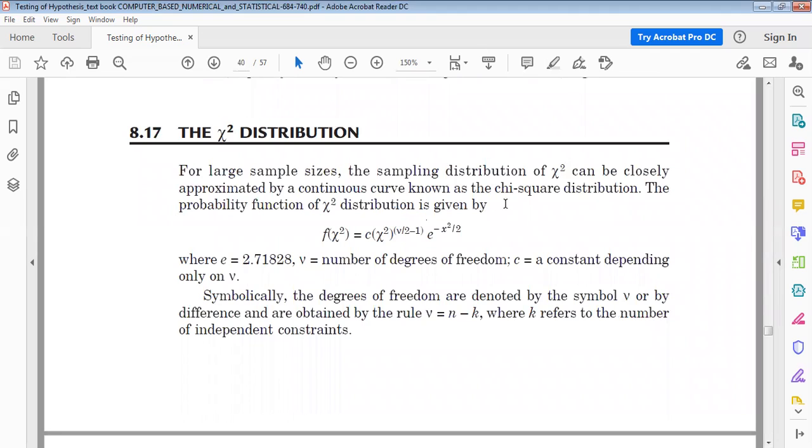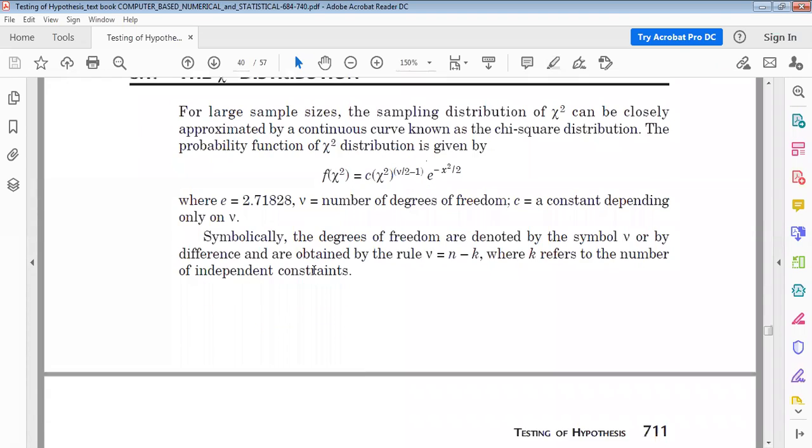This is the chi-square distribution formula. For large sample size, we have to apply this sampling distribution, specially named the chi-square distribution. This is the formula: C times chi-square to the power (b by 2 minus 1), times e to the power minus chi-square by 2, where e equals this, b is the number of degrees of freedom, and C is a constant depending only on the degrees of freedom b. This is the definition of the chi-square distribution, and it is applied for large sample size.